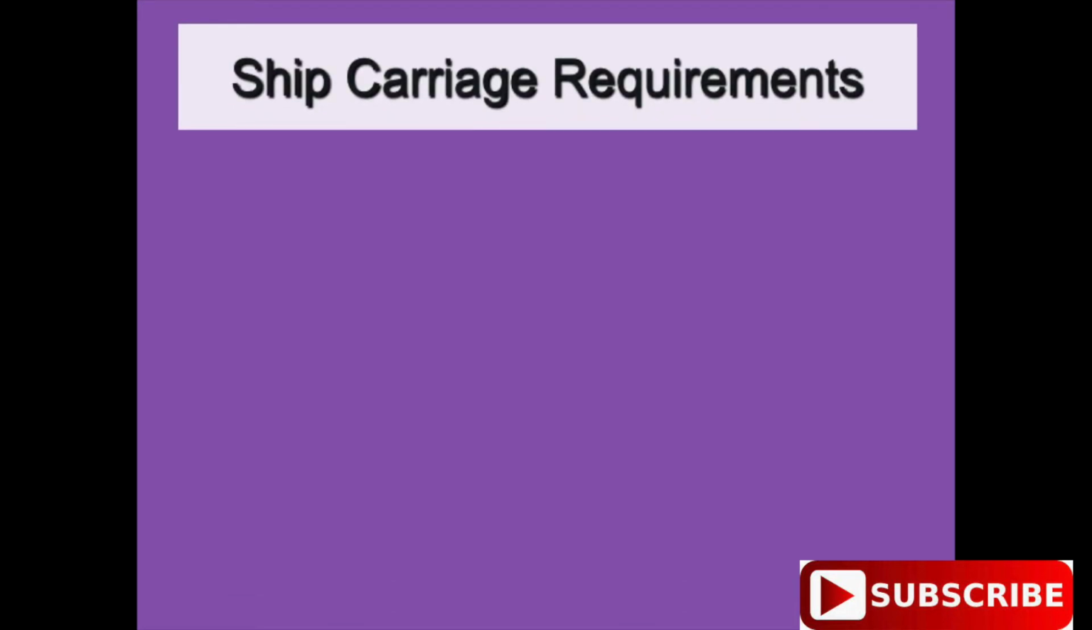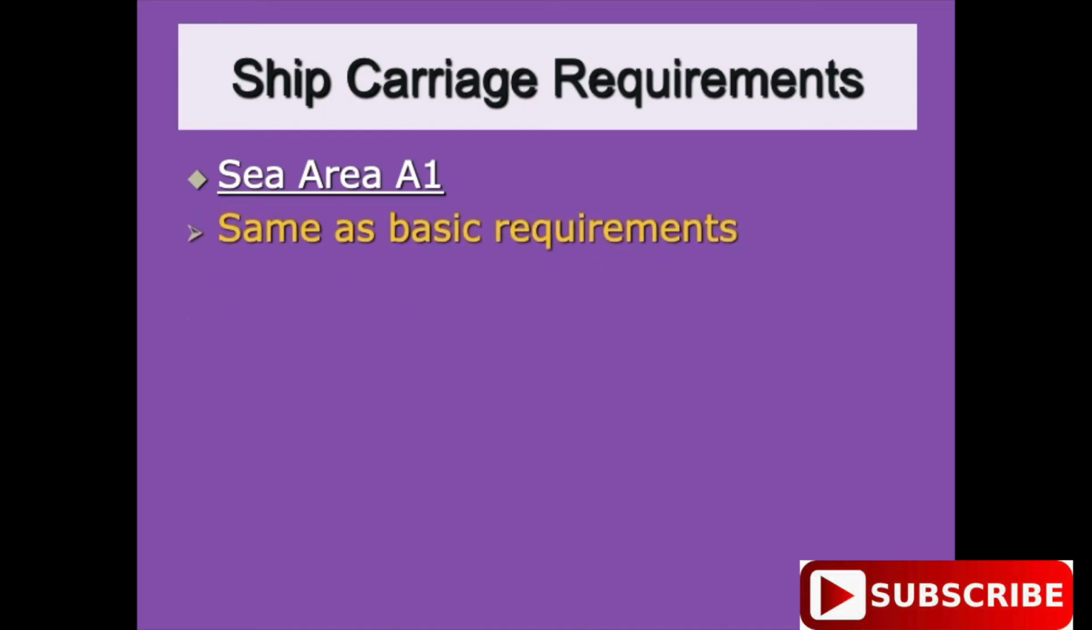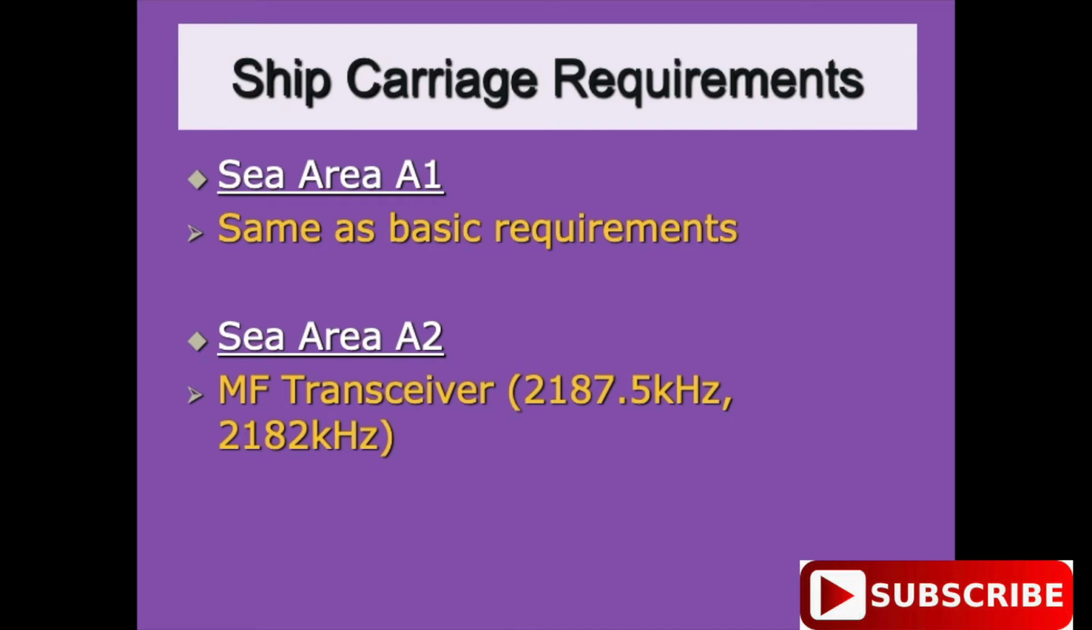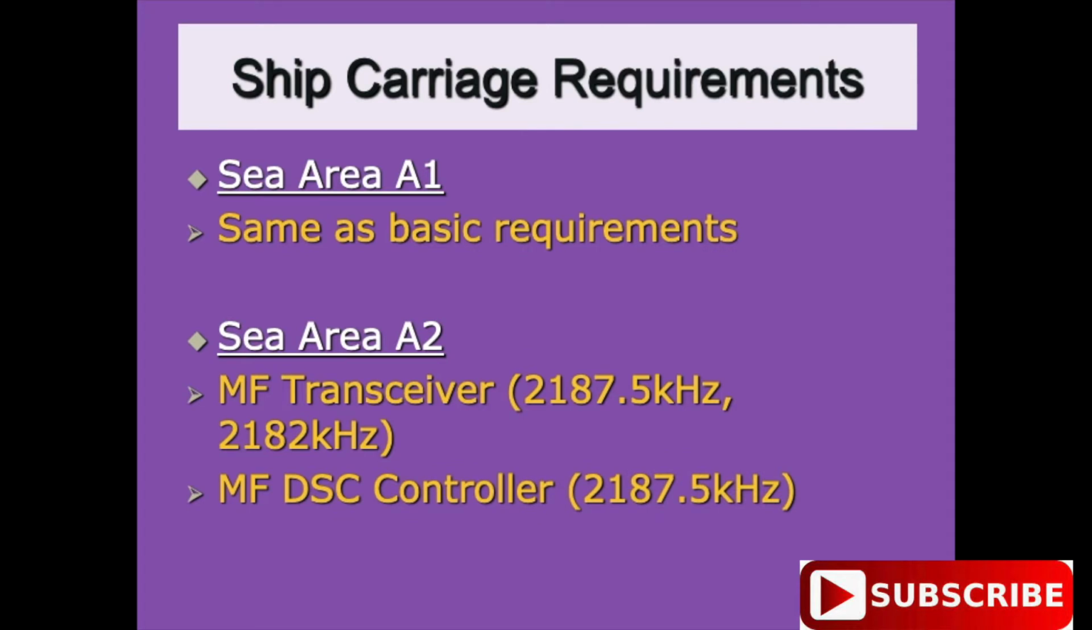Now we'll see what the requirements are as per the area. That was for all the ships, and now we'll go into more detail as per the area. Sea area 1 is the basic requirement we have seen before. Sea area 2 has all the things mentioned in the previous slides. Above that, you should have an MF transceiver and an MF DSC controller.